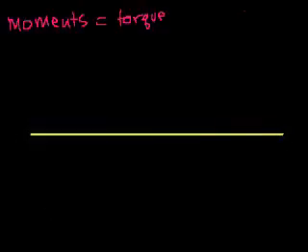What we learned when we learned about torque is that an object won't rotate if the net torque, the sum of all of the torques around it, is 0. And we're going to apply essentially that same principle here.